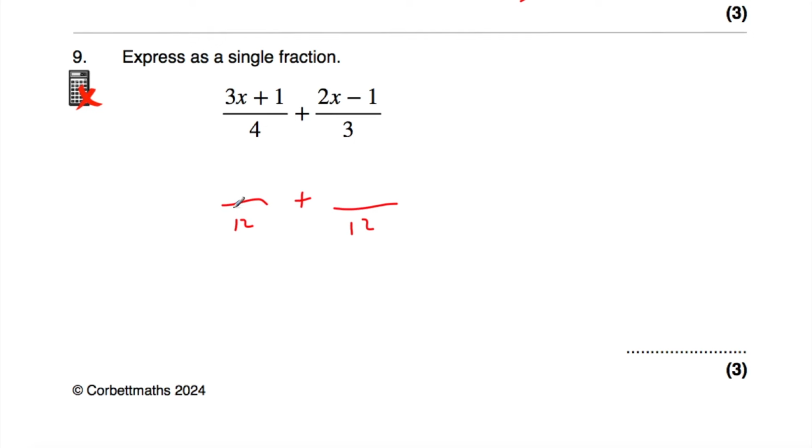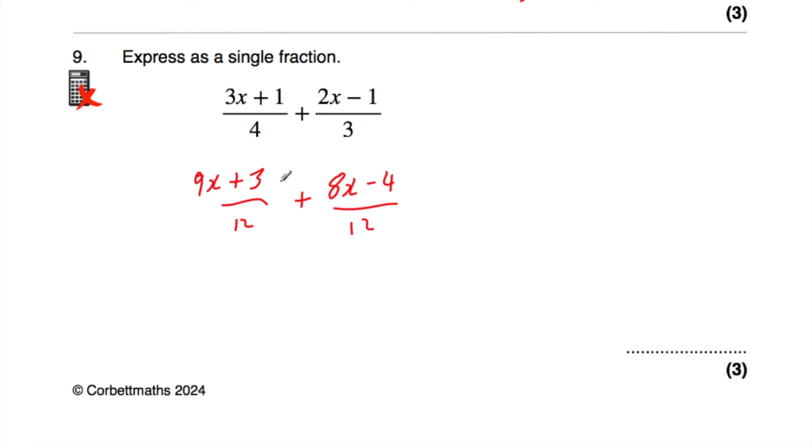To get from 4 to 12, we multiply by 3. So let's multiply everything on the numerator by 3. 3 times 3x would be 9x, and 3 times 1 would be plus 3. So that's our equivalent fraction with 12 on the denominator. Now to get from 3 to 12, we multiply by 4. So let's multiply everything on the numerator by 4. So 4 times 2x is 8x, and then 4 times minus 1 will be minus 4.